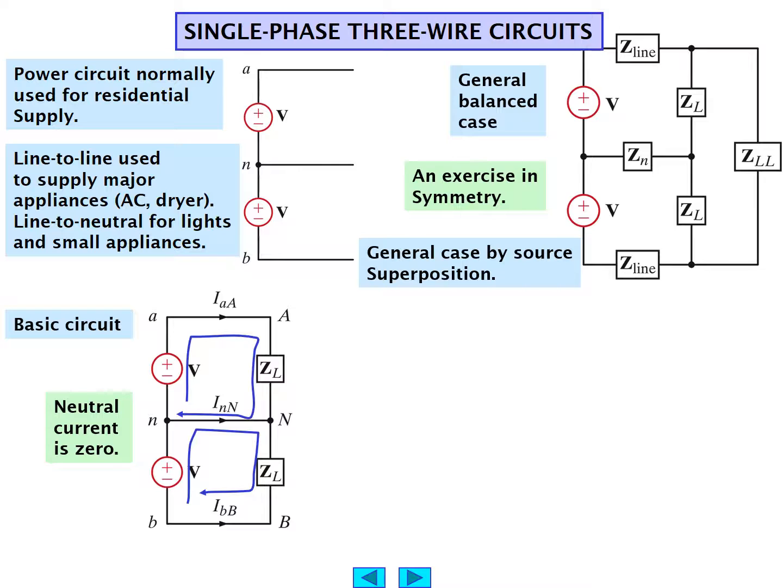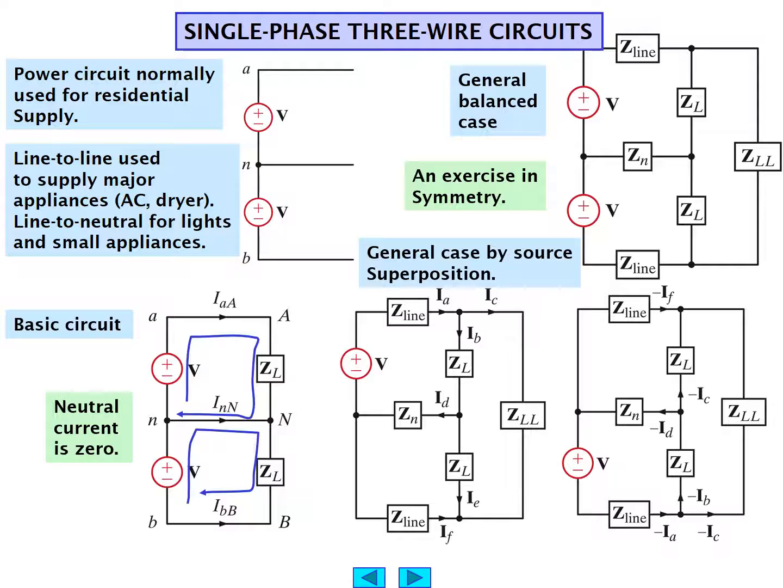The general case can be done by source superposition, which is the easiest way to solve this. And we can shut off one source at a time by general source superposition and solve the two networks that you see here on the lower right as a result. The concept here would be to have neutral current be 0, which means that the current in each case by superposition would actually be equal and opposite in sign, and therefore produce 0 neutral current, I sub N, the current through the neutral.